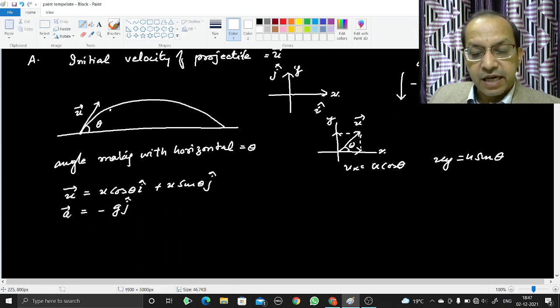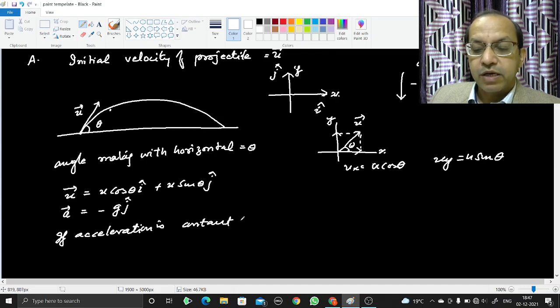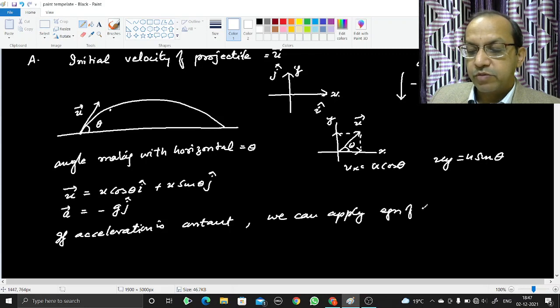Now, this acceleration is constant in magnitude as well as in direction. That means acceleration is constant throughout the motion, or you can say it is a constant vector throughout the motion. If acceleration is constant, you can apply the three equations of motion.